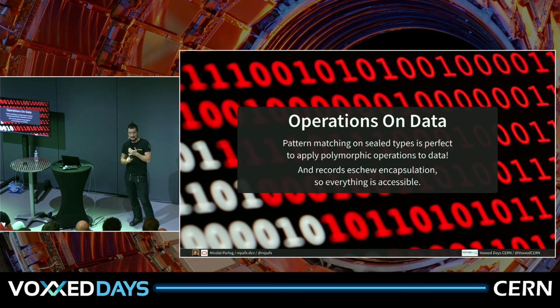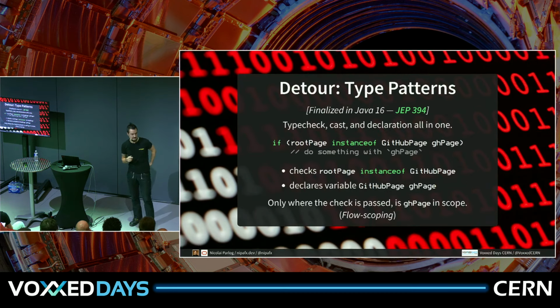We're going to use pattern matching on sealed types to apply polymorphic operations, and we're going to lean on records' transparency to take them apart. So let's start doing that.